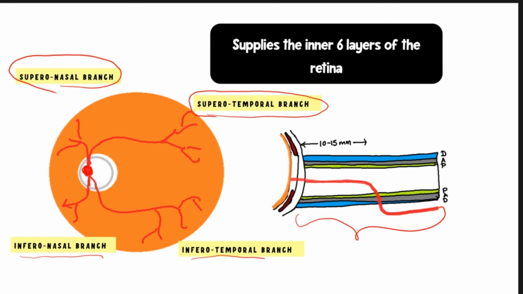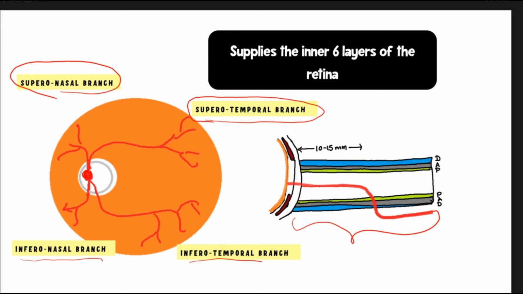Now these branches further keep on dividing dichotomously up till the ora serrata. The part of the central retinal artery which has come up to the retina is basically called the intraocular part of the central retinal artery. The intraocular part basically is coursing over the surface of the retina and is basically situated superficial to the ganglion cell layer.